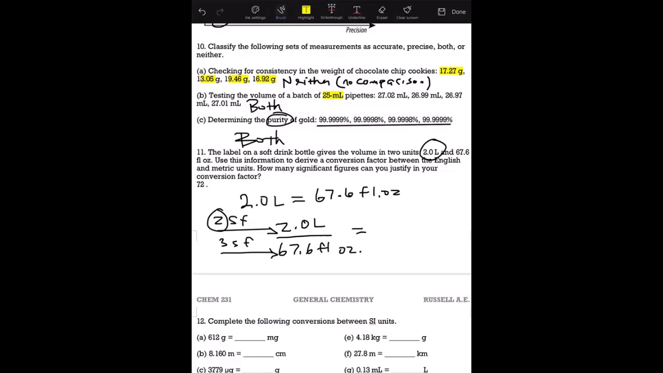All right. So 2 sig figs. Does anybody have that calculation?